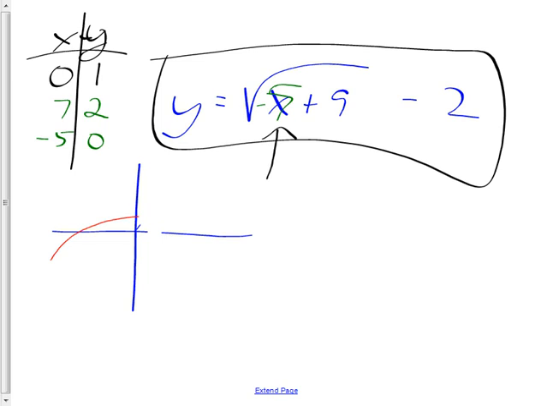Looks like we've exhausted all the common ones. Check. 16. So 16 and 9 makes 25. Cool. So you go 16 here. And then 16 and 9 makes 25. Square root of 25 is 5. 5 minus 2 is 3. So 16, 3 is a good one. The only bad thing about 16 comma 3 is it's not going to fit on most graphs. But it is a point.